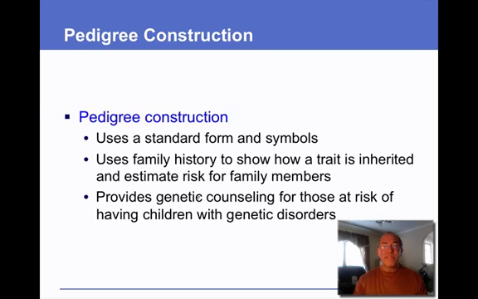And this is very useful in something called genetic counseling, where if you have a particular trait, or let's say a relative of yours has a trait, you can come into the genetic counselor and you can talk to them and put together a pedigree chart and work out what percentage risk you are for having that disease, or maybe what your children are for having that particular disease.